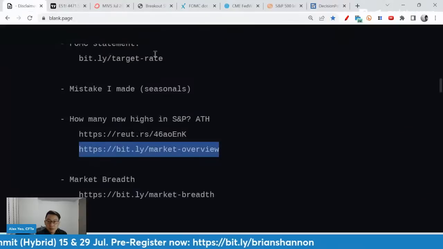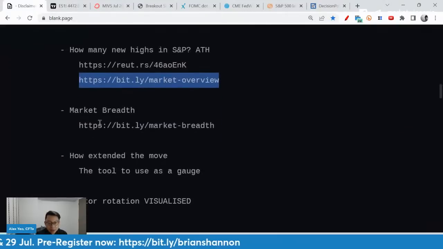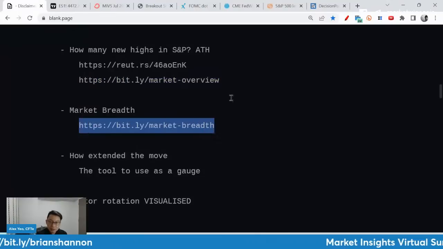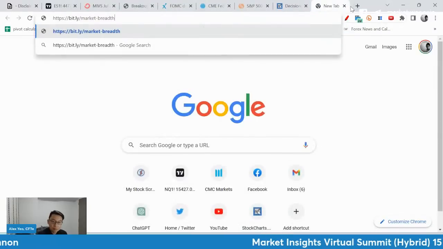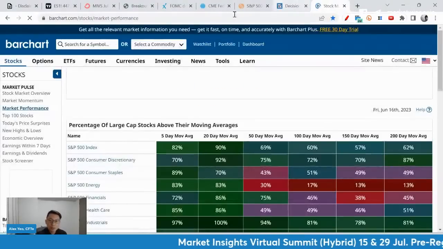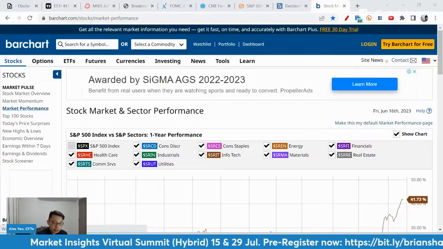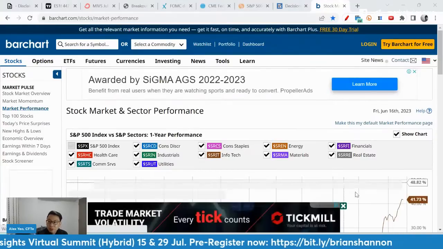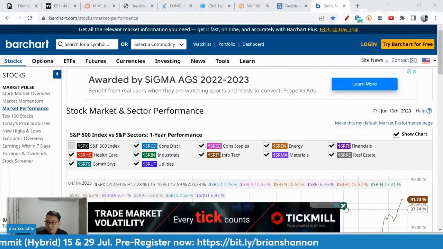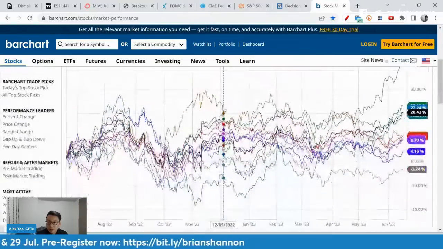Okay, so another one, you can see that the market breadth is from barchart.com. I mentioned before also, but this is the shortener link: bit.ly/market-breadth. I also mentioned it previously, but maybe for those who are new might not know.